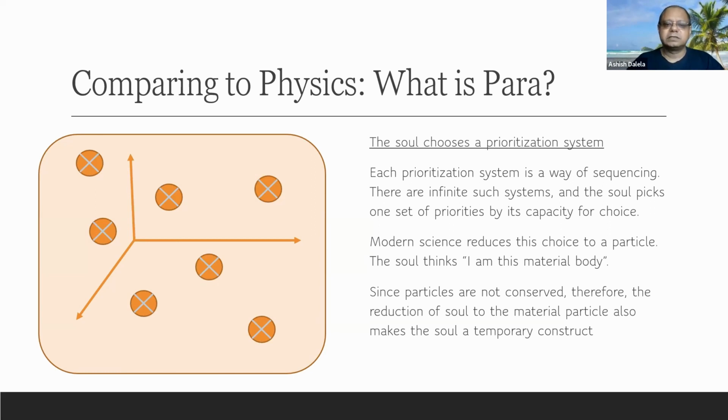But because it's simplified or reduced to labels, we don't understand. So what science essentially does is say that this coordinate system is nothing other than a particle, right? And because particles are not conserved, therefore the coordinate system is also not conserved. And therefore whatever we call the soul or things like it becomes a particle. A particle is not conserved, therefore the soul is not real.